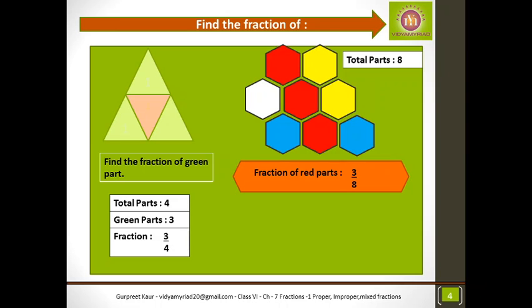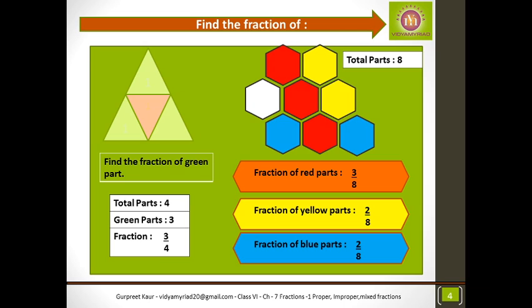Now if I want to know the fraction for the yellow part, how many yellow parts are there? 2. How many total parts are there? 8. So what will be the fraction? 2 by 8. Same way, if I want to know about the blue color, how many parts are there? Only 2 parts. So similarly, I will write it again as 2 by 8. Now there is one more color left, white. What is the fraction of white?